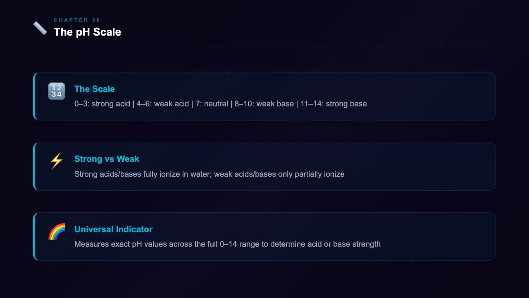Strong acids, like hydrochloric acid, completely ionize in water. Weak acids, like acetic acid, only partially ionize. Strong bases, like sodium hydroxide, fully dissociate in water. Weak bases, like ammonium hydroxide, partially dissociate. A universal indicator helps measure exact pH values and determine if acids or bases are strong or weak.